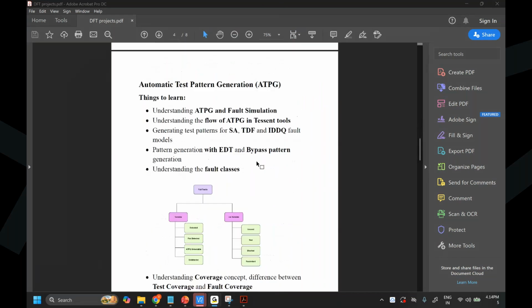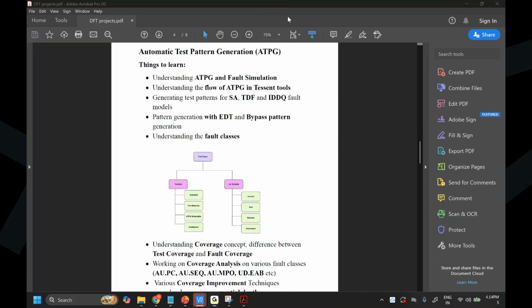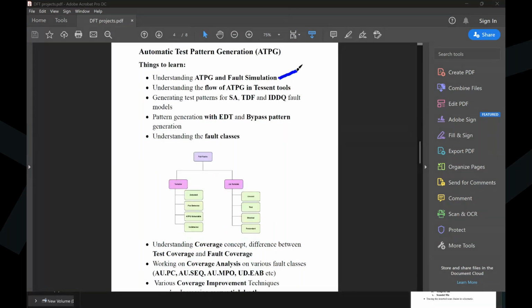Then in ATPG, we will try to understand ATPG and fault simulation, and the procedure, or flow, of doing ATPG in the test tool. We'll work on the stuck-at fault model, transition delay fault model, and IDDQ fault model in our labs. For all these fault models we'll generate patterns, both patterns with EDT and bypass patterns. We'll understand what each is, why we need bypass patterns, and how to generate them.